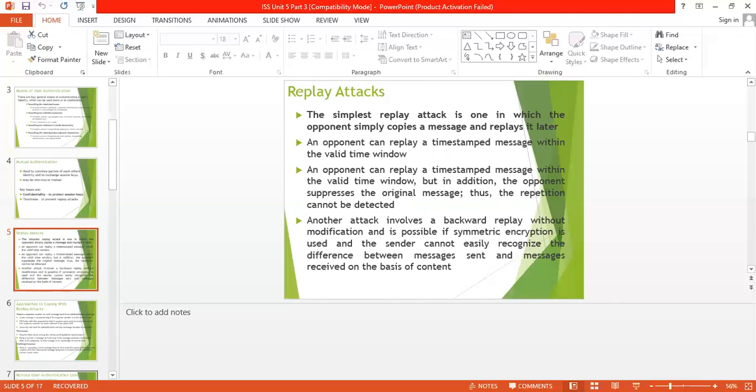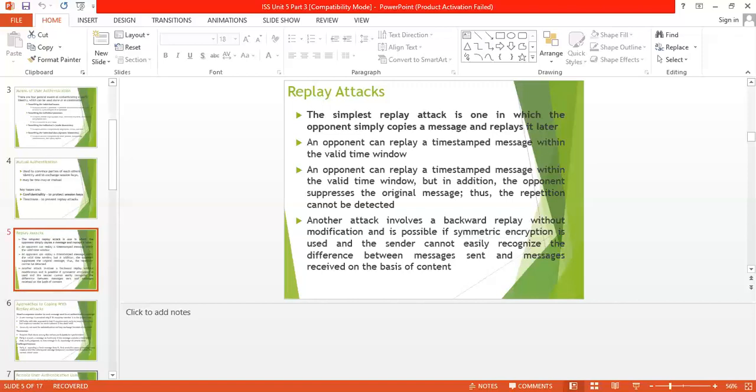And the third is the undetectable replay. This situation arises because the original message could have been suppressed, and so did not arrive at its destination. Only the replay message arrives. And number four, backward replay without modification. This is a replay back to the message sender. This attack is possible if symmetric encryption is used and the sender cannot easily recognize the difference between message sent and message received on the basis of content.